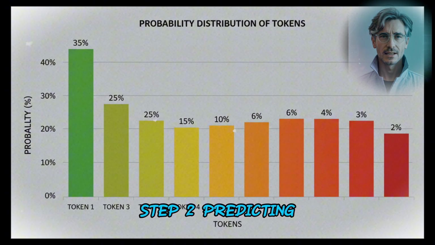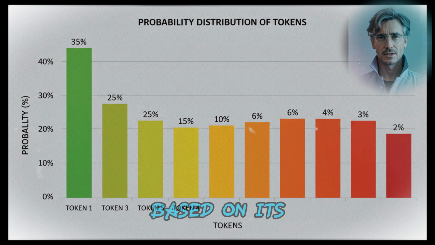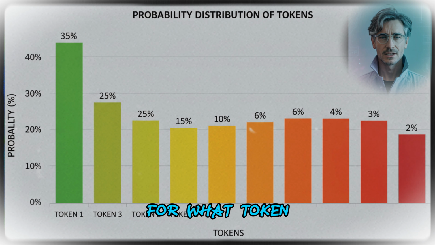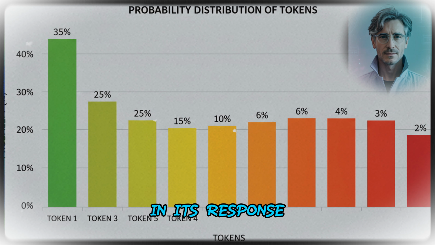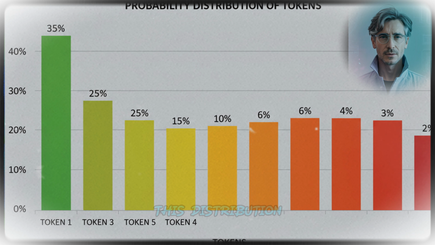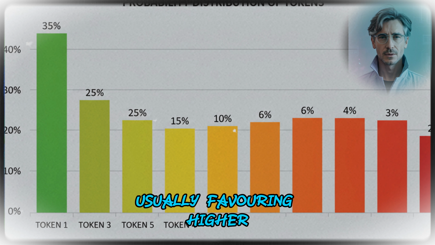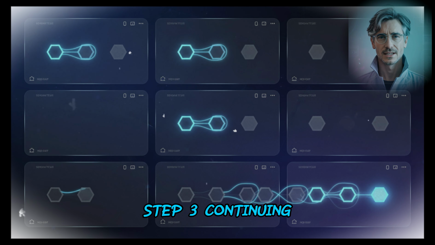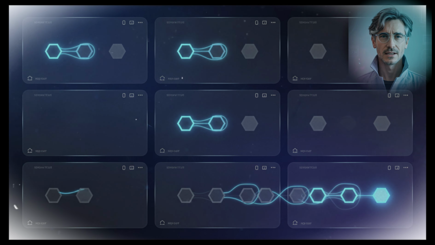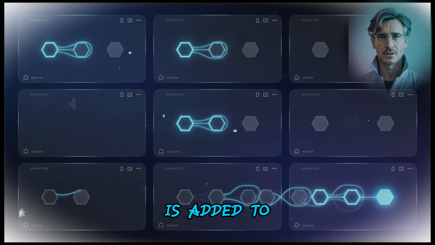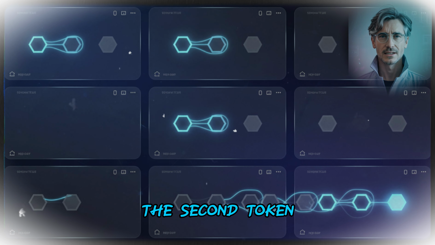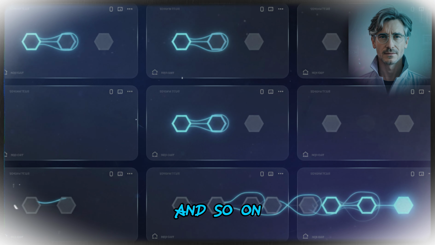Step 2. Predicting the response. Based on its training, the model generates a probability distribution for what token should come first in its response. It samples from this distribution, usually favoring higher probability tokens, and selects one. Step 3. Continuing the generation. That first token is added to the context, and the model repeats the process to generate the second token, then the third, and so on.